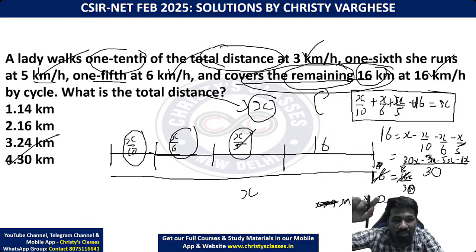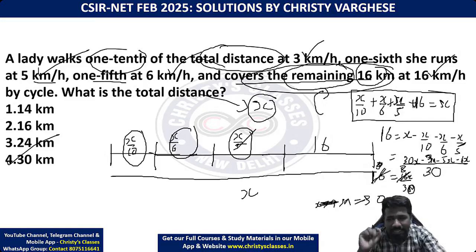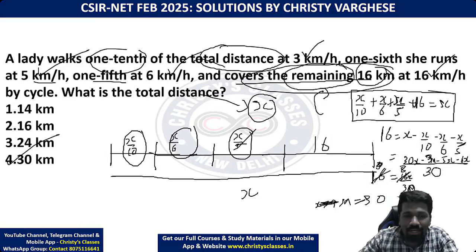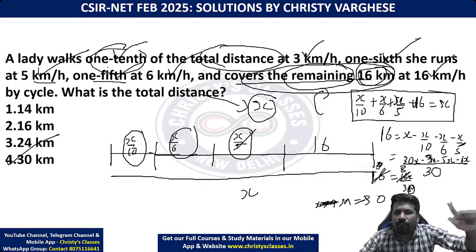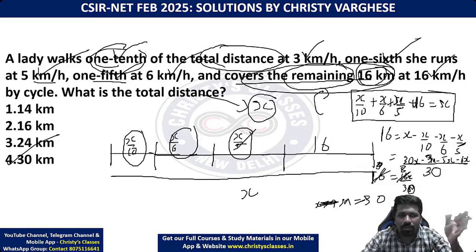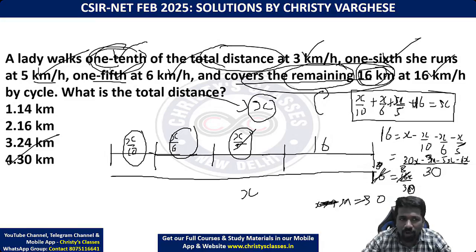But if you used 1/10, that idea, there is a small problem. Again, if you want, you can improvise that idea: 1/10, 1/6, 1/5 added should be a natural number because 16 is a remaining natural number. 1/10, 1/6, 1/5 separately being natural number is not necessary. For example, in the case of 30, 1/10 is 3, 1/6 is 5, 1/5 is 6.